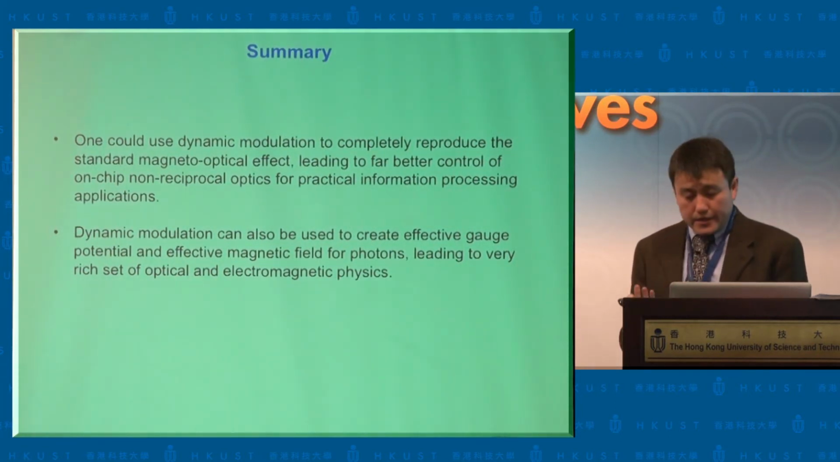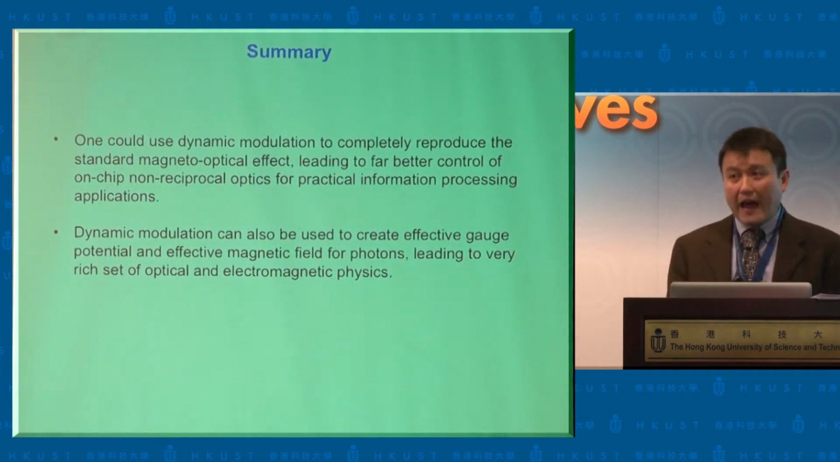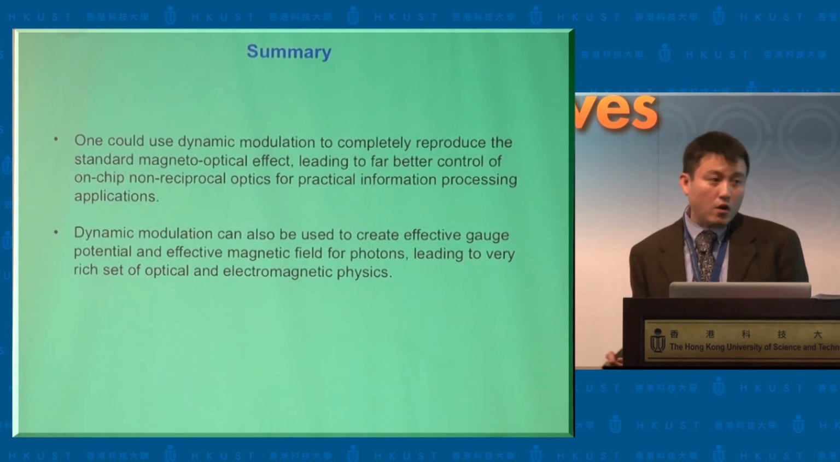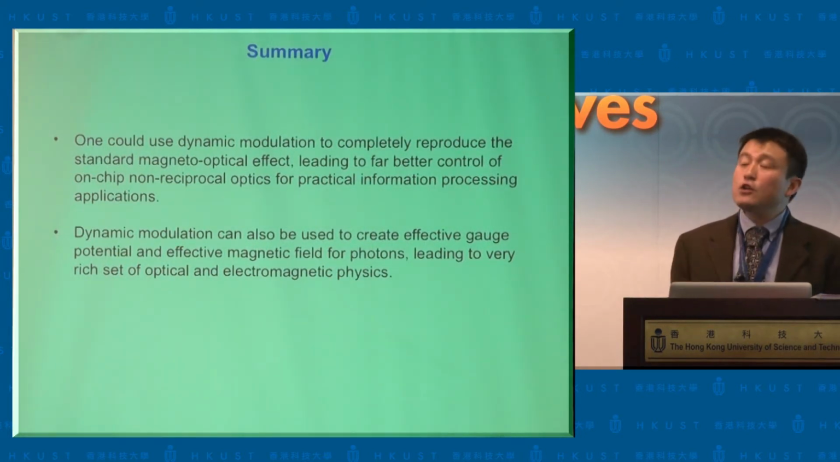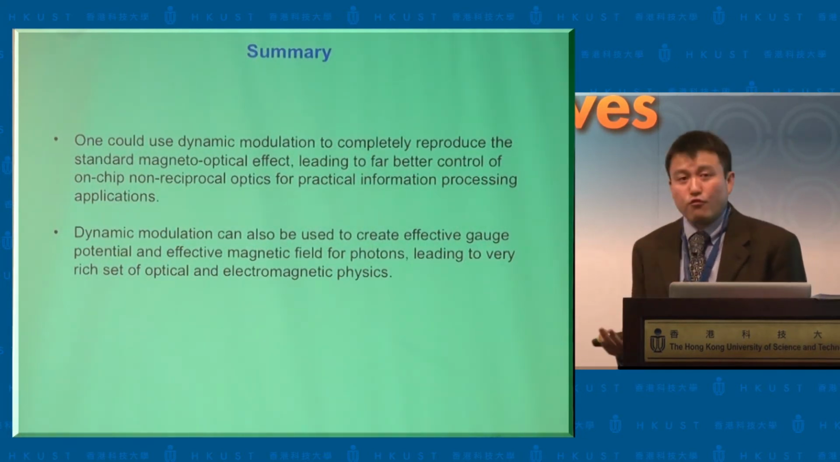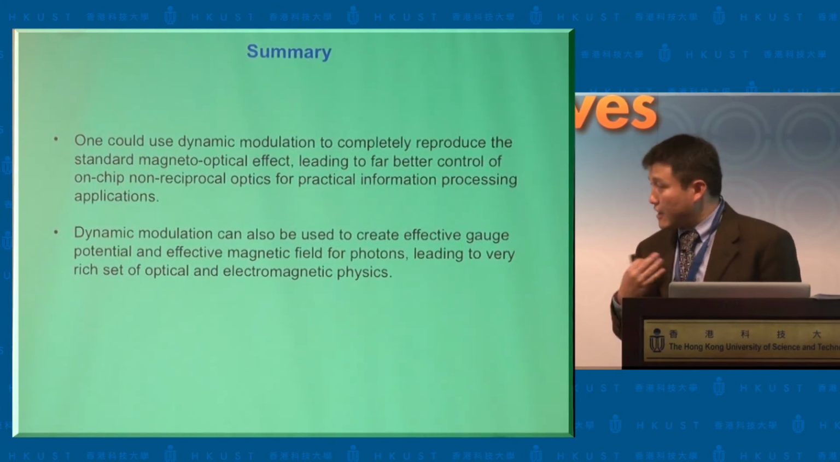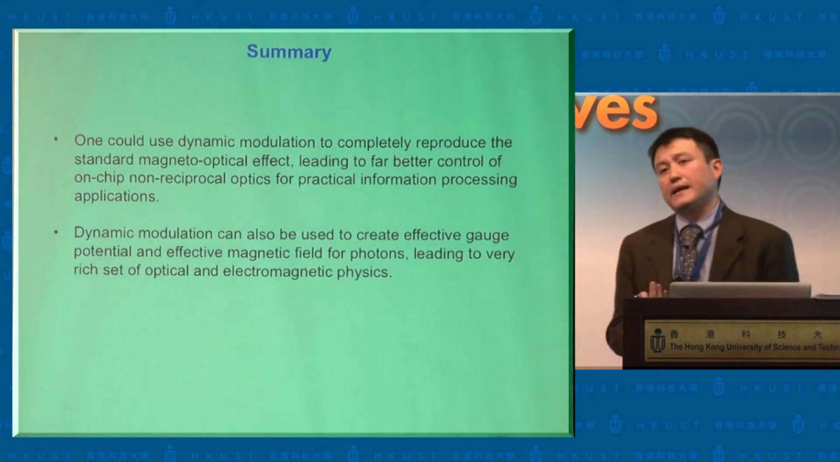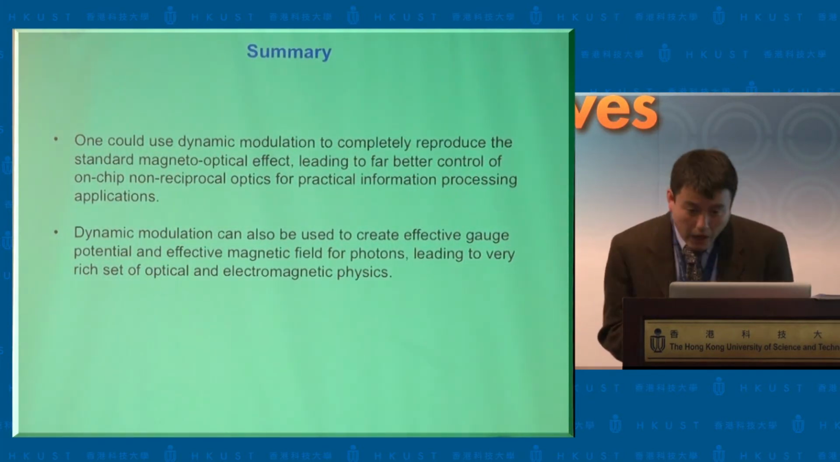Moreover, unlike the traditional magnetic field for electrons, here the phase degree of freedom can be almost arbitrarily specified, and that gives you an enormously different gauge degree of freedom that I think would be very interesting in terms of optical and electromagnetic physics. So with that, let me stop, and thank you for your attention.